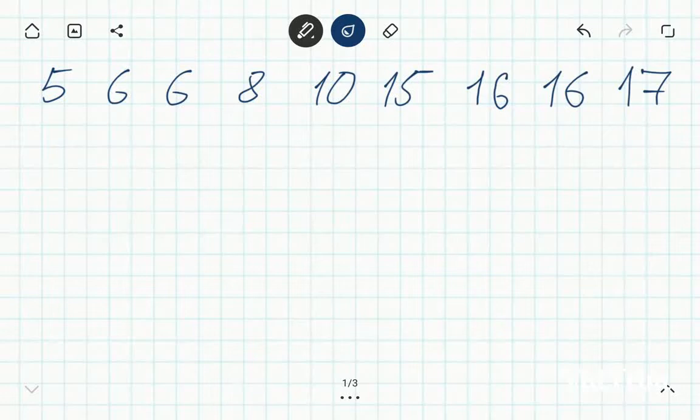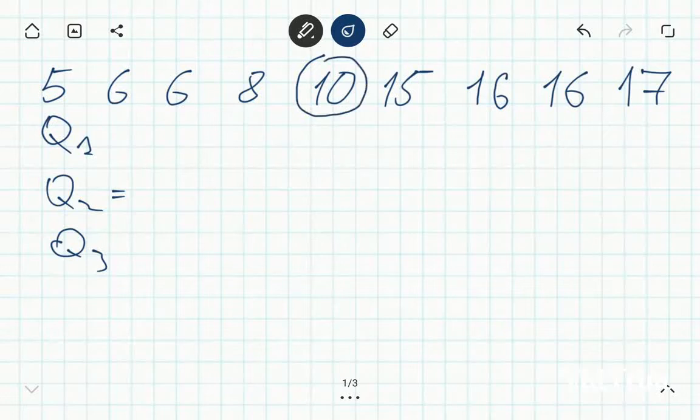So quartile 1, quartile 2, and quartile 3. The easiest one is of course quartile 2, which is in fact just the median. We have 9 numbers here, so the median would be the one in the middle, 10 in our case. So let us put it down here.